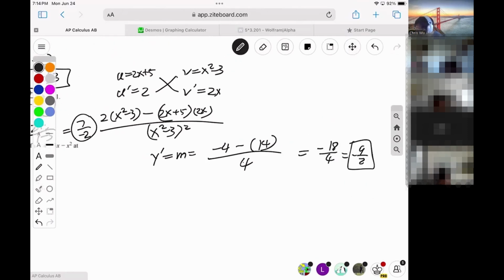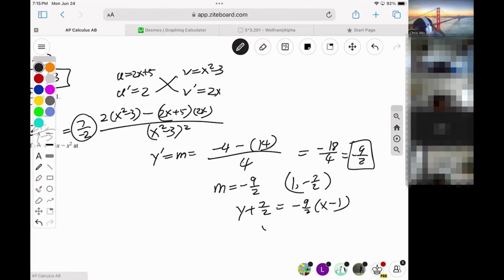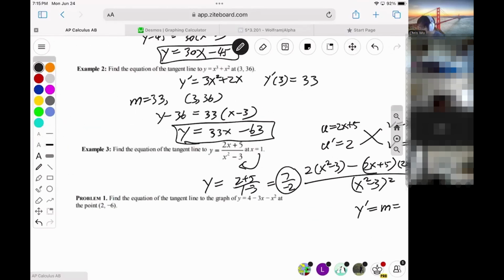So again, I know the slope, m is negative 9 over 2. The point I'm going through is (1, negative 7 over 2), right? So doing that, y plus 7 over 2 is negative 9 over 2 times x minus 1. So y equals negative 9 over 2 x, minus 9 over 2, minus 7 over 2, so that's 16 over 2, minus 8. And that will be the equation of the line that's tangent to that curve at x equals 1.